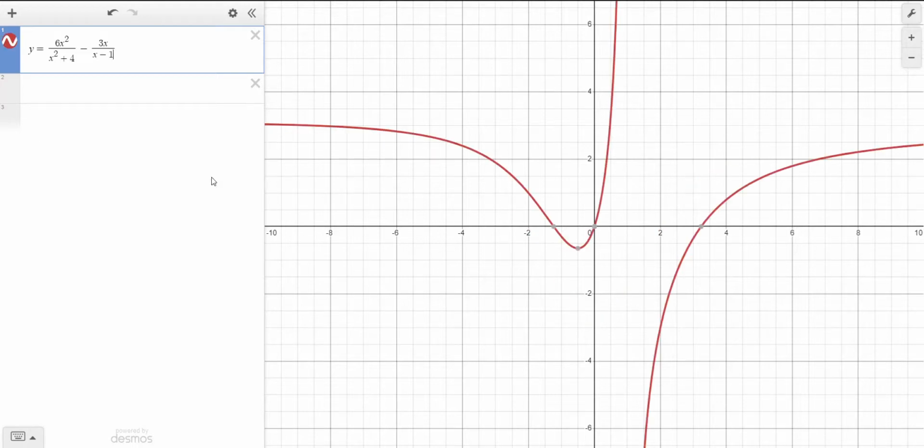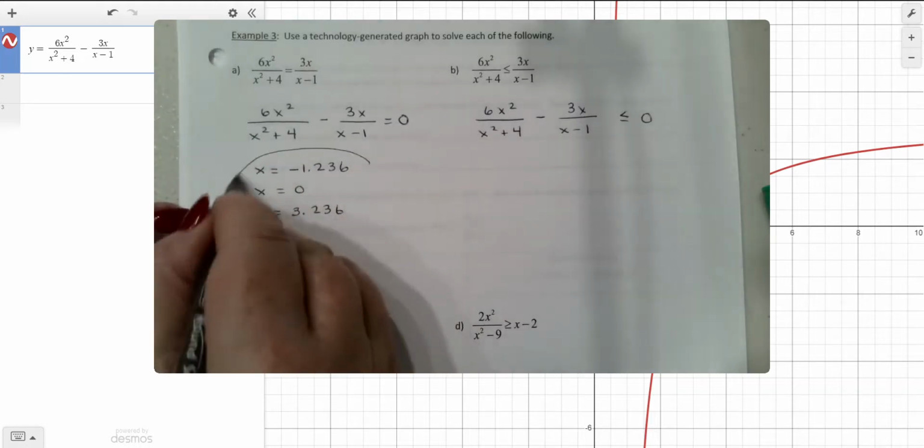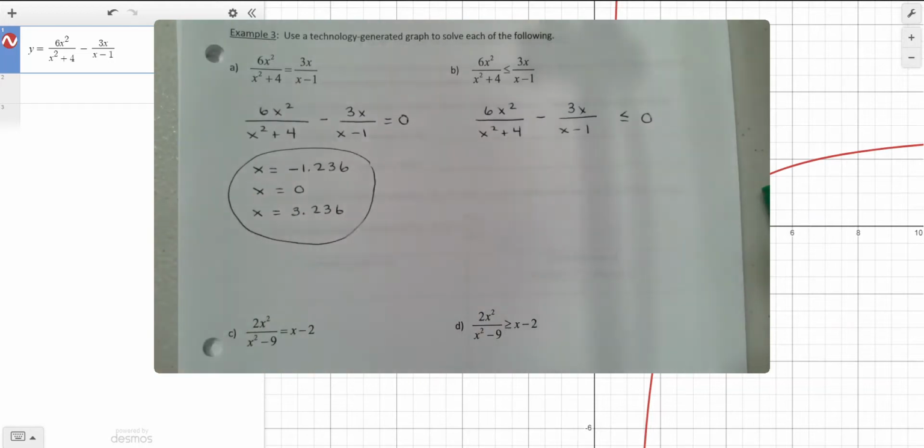And if my only question is where is that equal to 0, as in part A, I can see that I get that equal to 0 at those three x-intercepts. So I would have x equals approximately negative 1.236, x equals 0, and x equals 3.236. And that's all I would need for my equality.